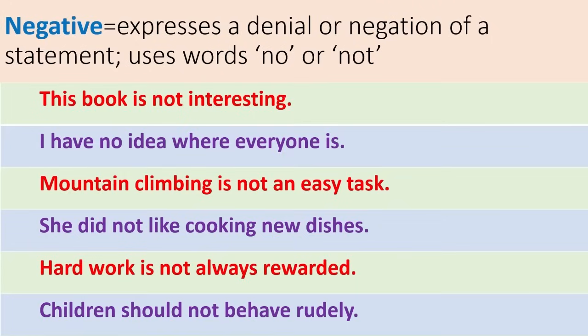She did not like cooking new dishes. Did not becomes didn't in speaking. She didn't like cooking new dishes. Or you can say she liked cooking new dishes. Hard work is not always rewarded. Is not, isn't. Hard work is not always rewarded. That is, hard work is always rewarded was the sentence. Here we have exact negative of that. Children should not behave rudely. We can also say shouldn't, short form. So children shouldn't behave rudely.